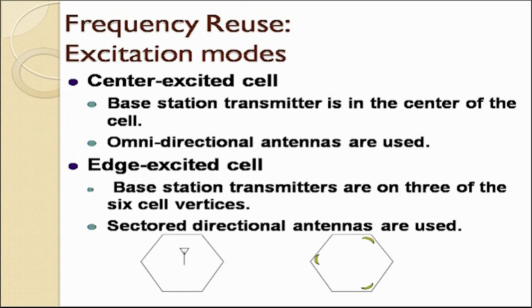Two different types of excitation modes: the first one, center excited cell, and the next one, edge excited cell. What is a center excited cell? The base station transmitter is in the center of the cell. Omnidirectional antennas are used in a center excited cell. In an edge excited cell, base station transmitters are on three of the six cell edges, like wedges. Sector directional antennas are used in an edge excited cell.